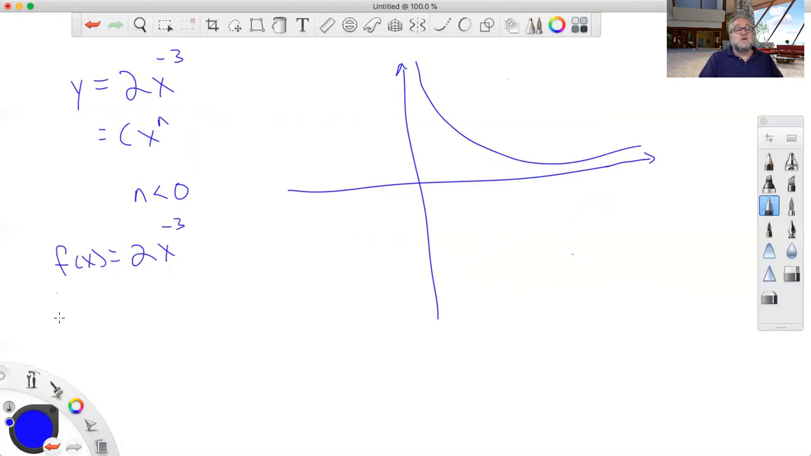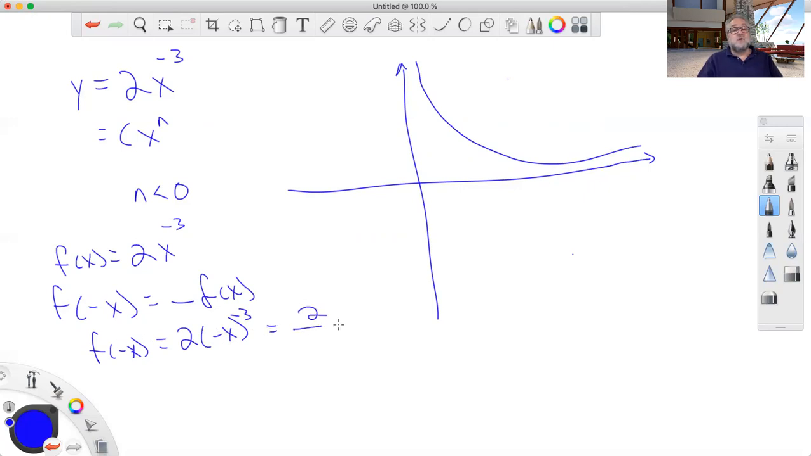If you recall, if it's an odd function, then I should get minus f of x. So let's see, if I put in minus x, so 2 times minus x to the minus 3, what's that cube going to do to the exponent? So I could write this as 2 over minus x cubed, right? The negative means put it in the denominator.